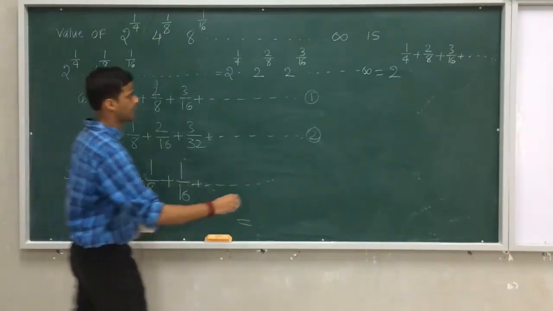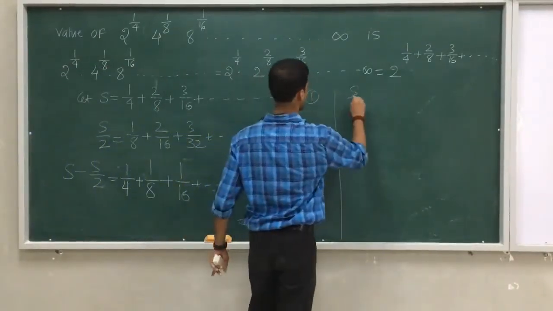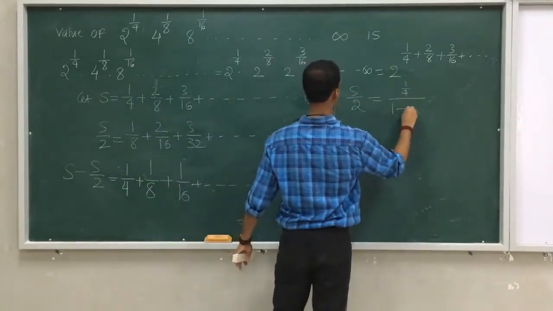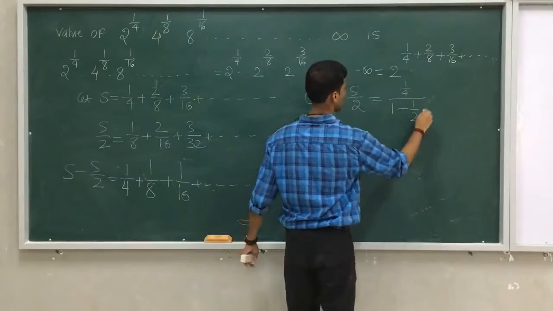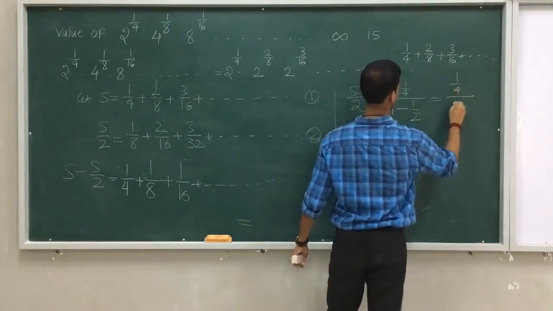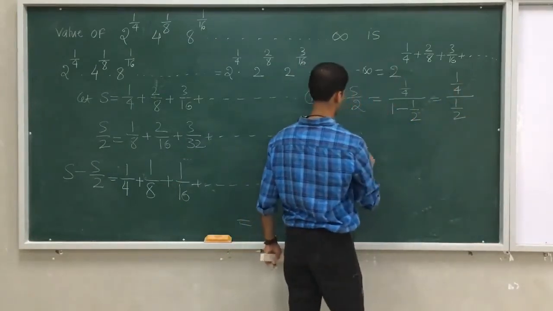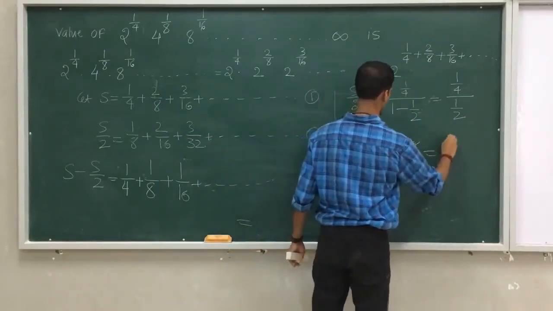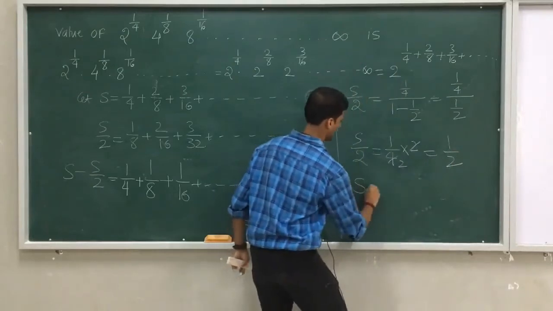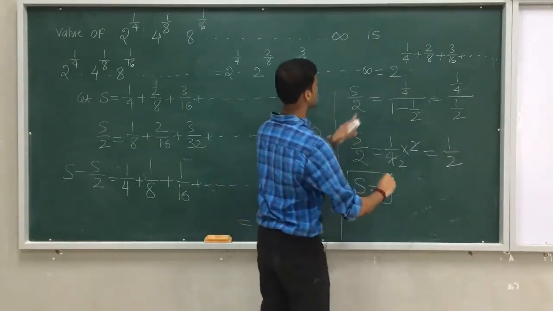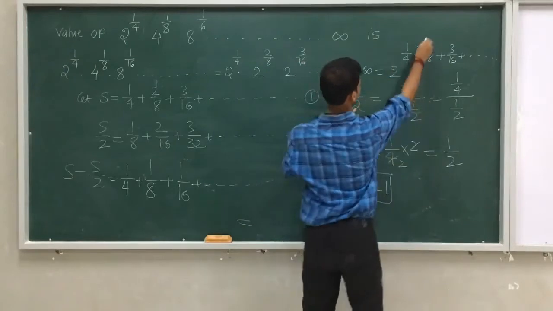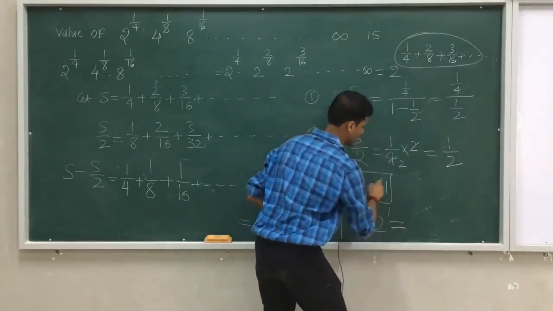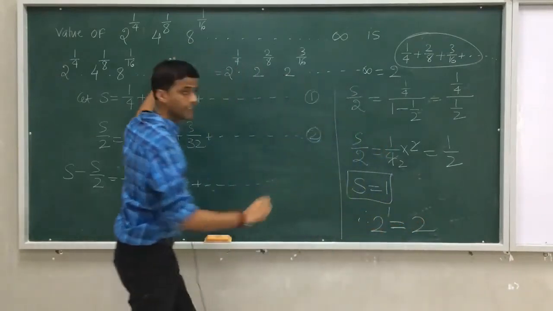So I can say s by 2 equals first term 1/4 divided by 1 minus r, where r is 1/2. So it is 1/4 divided by 1/2. So s by 2 is 1/4 into 2, which is 1/2. So s is equal to 1. The moment you got s equal to 1, I have considered this as yes. Therefore, it is 2 power 1, s is 1, therefore 2. So the option given is 2.